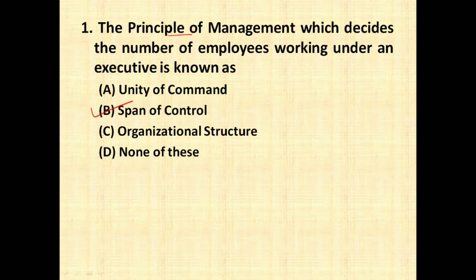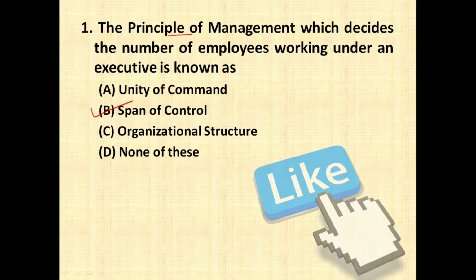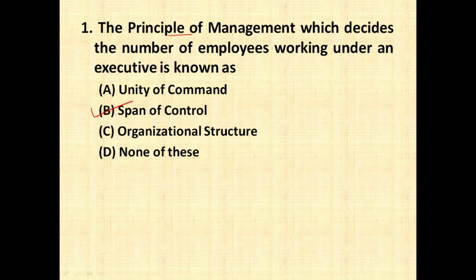The more the number of employees, the bigger the span of control; the fewer the employees, the smaller the span of control. Unity of command is when only one supervisor gives instructions to the subordinate, which is one of the 14 principles of management given by Henri Fayol.